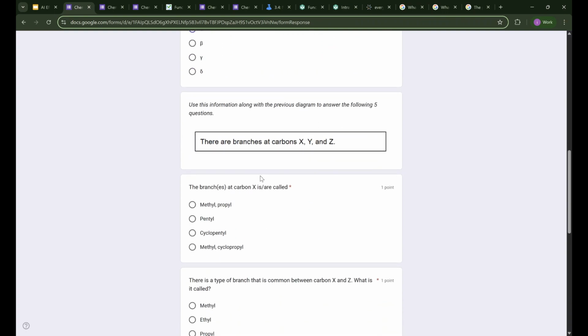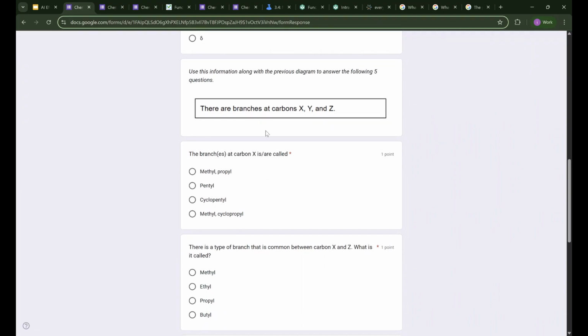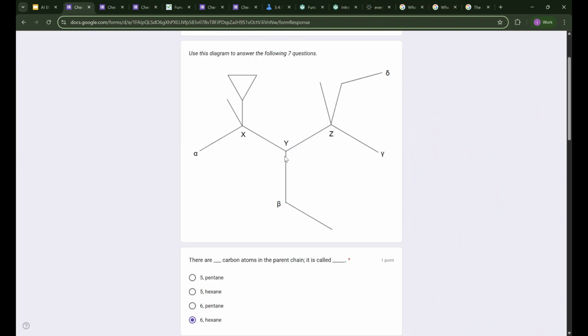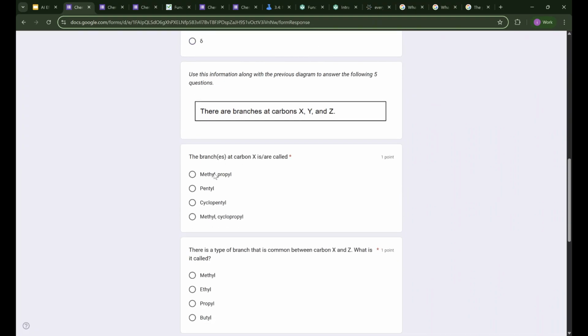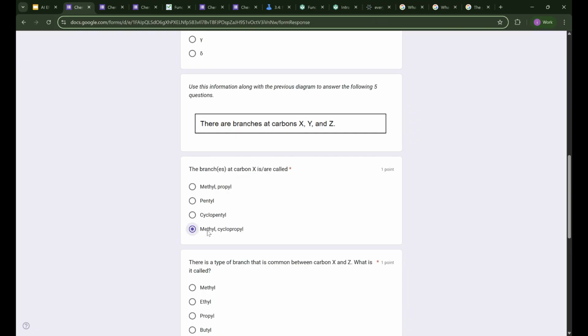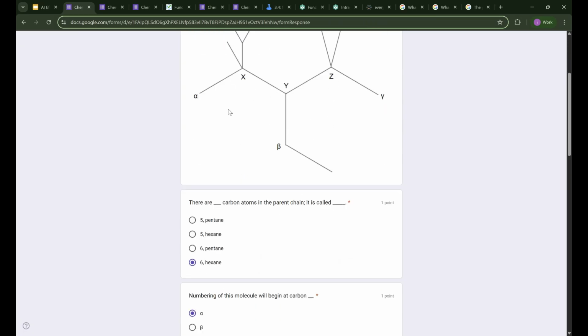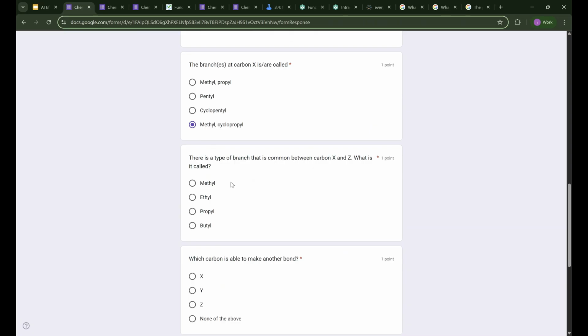Okay, so this looks really familiar to the previous test. This is a methyl, and so there's definitely a methyl, and it looks like a 1, 2, 3 cyclopropyl. Yeah, that makes sense. Yeah, let's go with that because propyl means three, and cyclo means like circle.